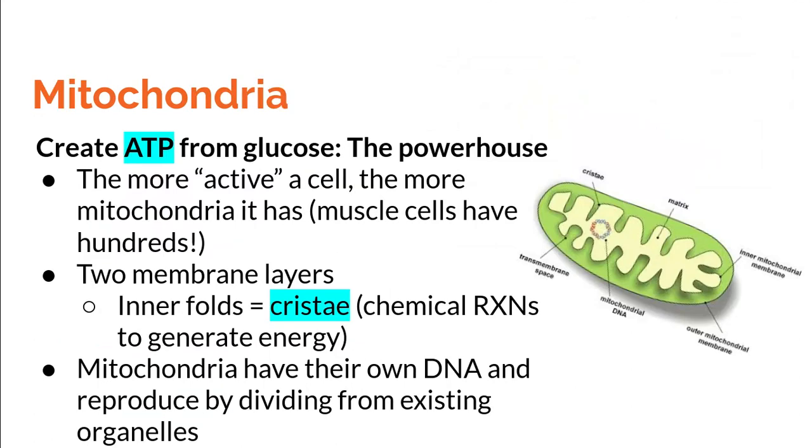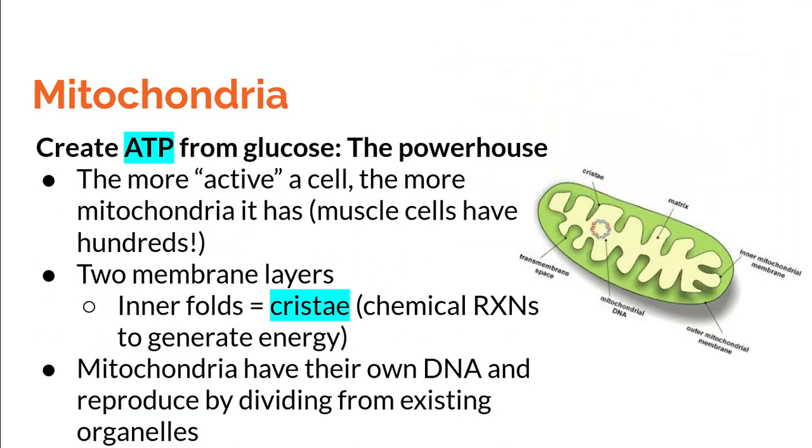Moving on to our mitochondria. So the mitochondria are the powerhouse of the cell, and their main job is to create ATP from glucose. So the more active a cell is, the more mitochondria it has, because it needs to produce more energy in order to function. As an example, muscle cells can have hundreds of mitochondria, whereas other cells that aren't involved with as much activity and movement would have fewer mitochondria.